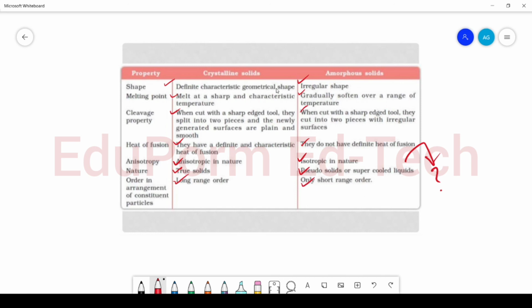So this is all about crystalline solid and amorphous solid. Please go check the next video of this series to understand why the amorphous solids are called pseudo solids and why they are called supercooled solids.